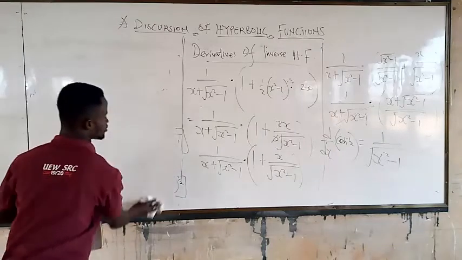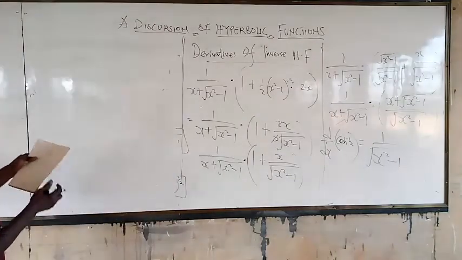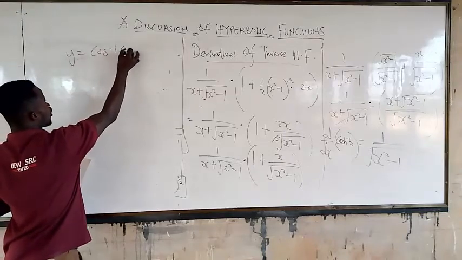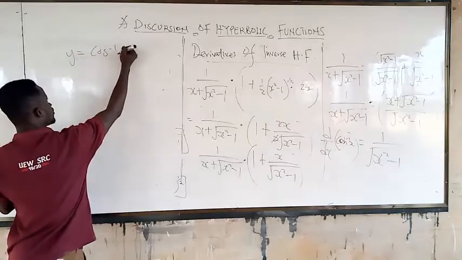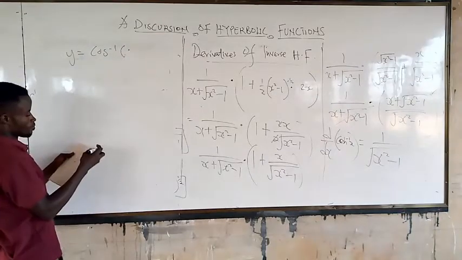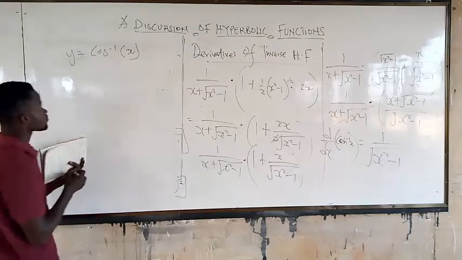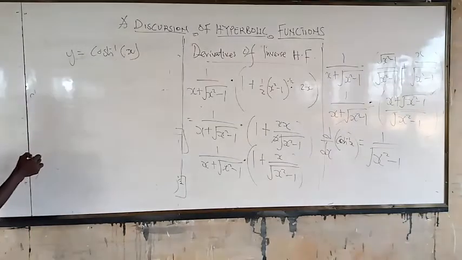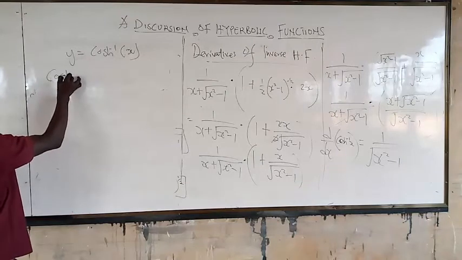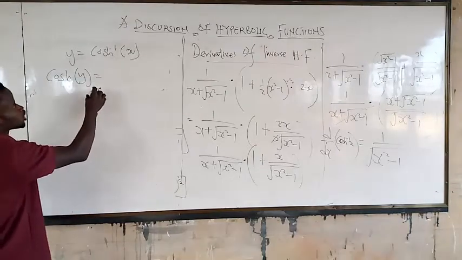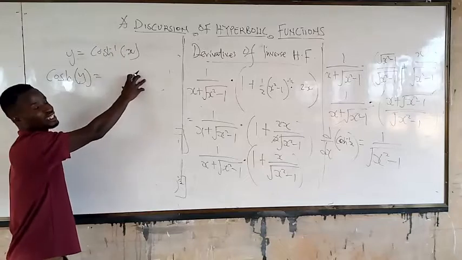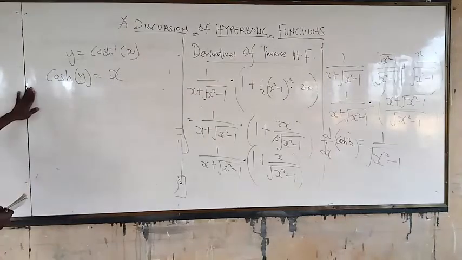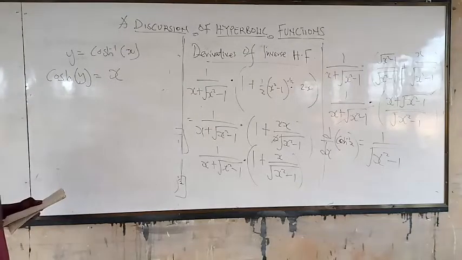In case you don't like this one. If y is equal to cos inverse of x, then here we can take cos of both sides, and we get cos y being equal to, and when we take cos of both sides, it will ignore the inverse, so you get it to be x. Beautiful.